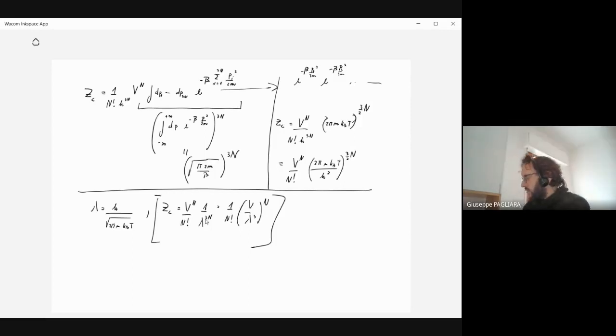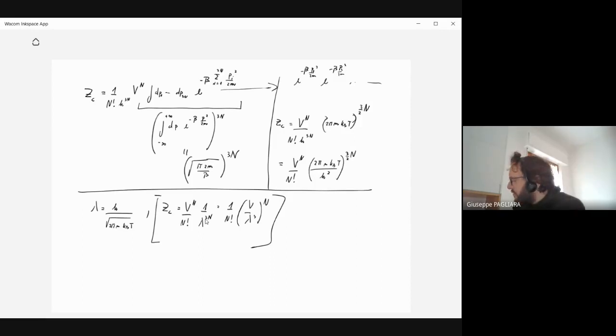It must be a dimensionless quantity because here you see that we have a ratio between volume and length to the power of 3. Then we have the N factorial, which comes from the Boltzmann counting, to the power of N because I have N particles, okay?